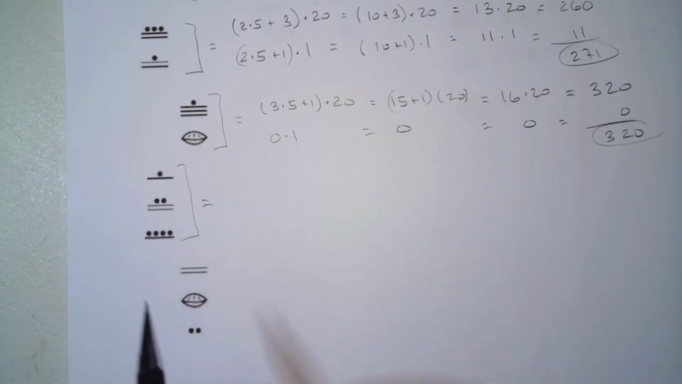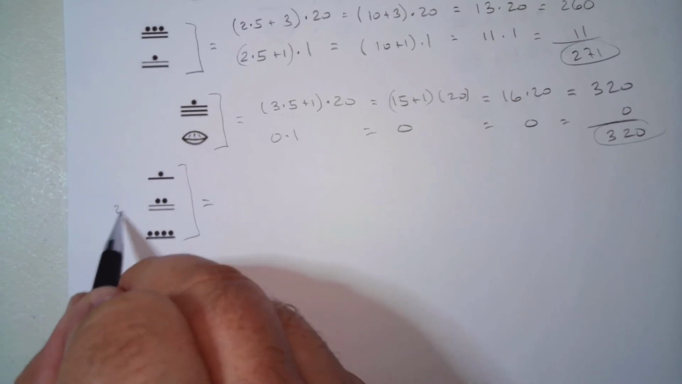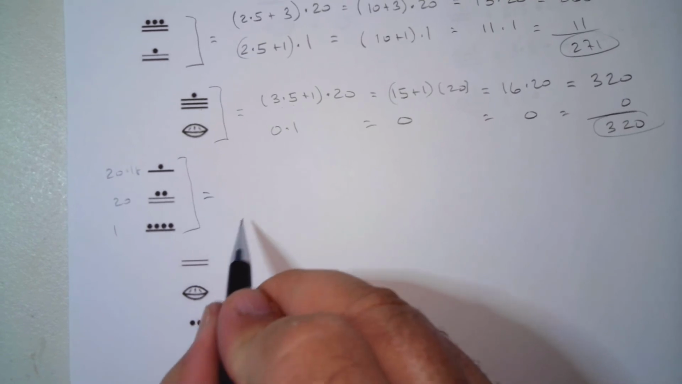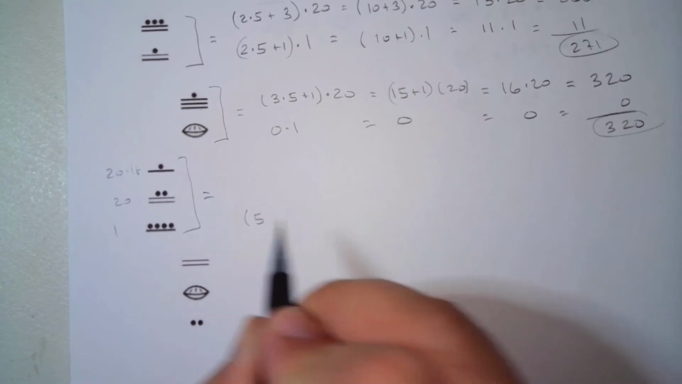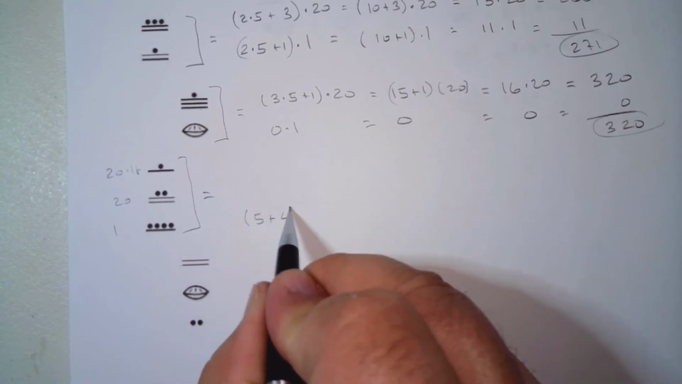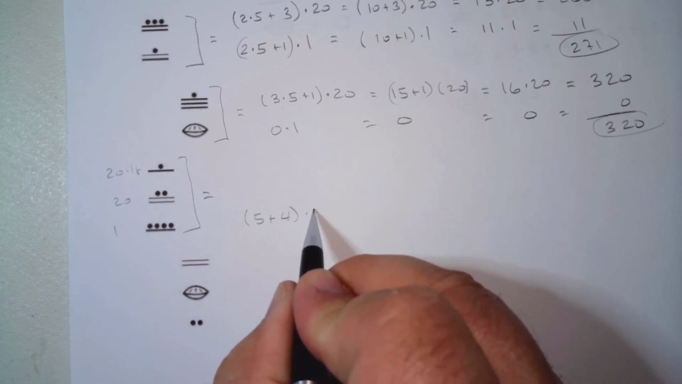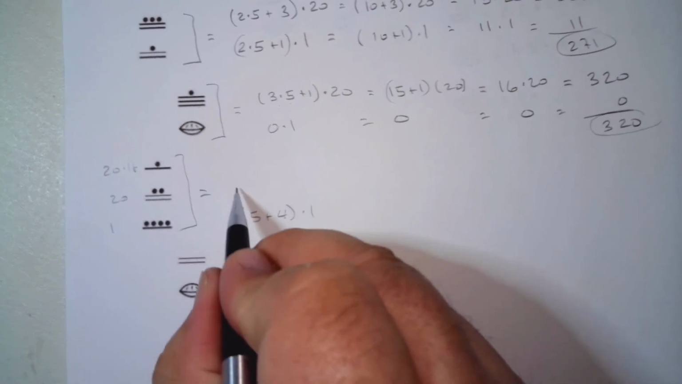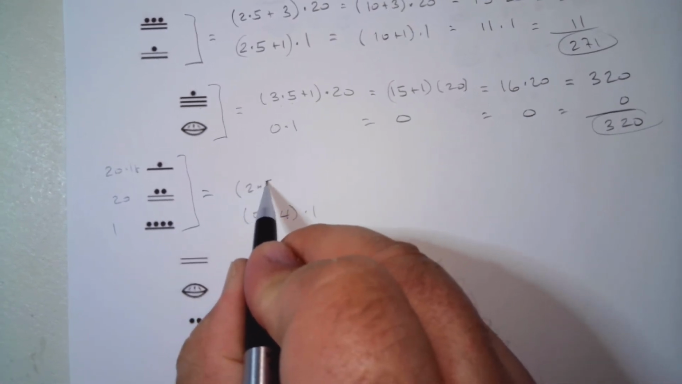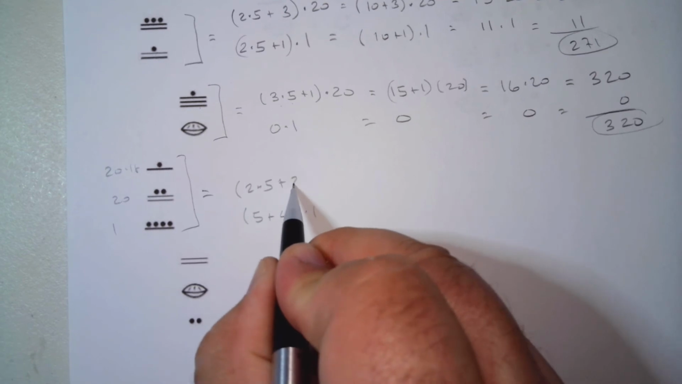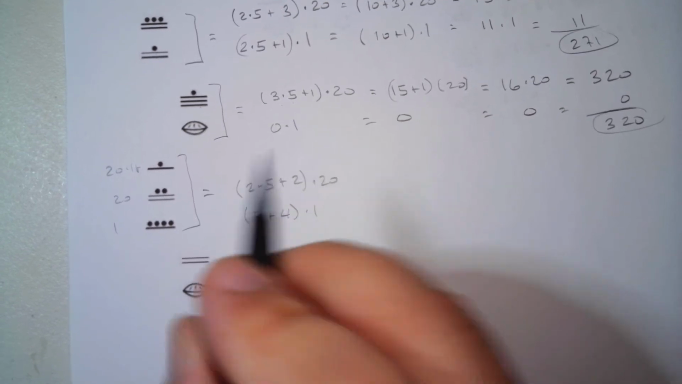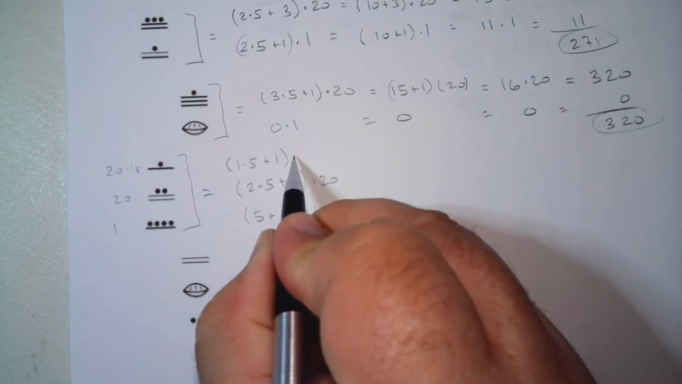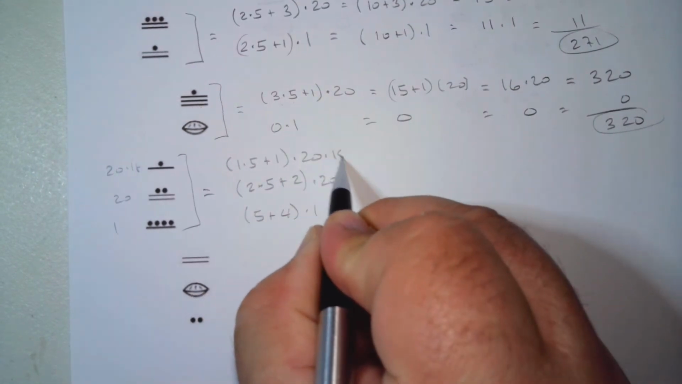Now we have the 3 realms. Remember, this is the 1s, this is the 20, this is the 20 times 18. The 3rd level. So we have 5 plus 4 in the 1s column. We have 2 of the 5 bars plus 2, that's times 20. We have 1 of the 5 bar plus 1 dot times 20 times 18.